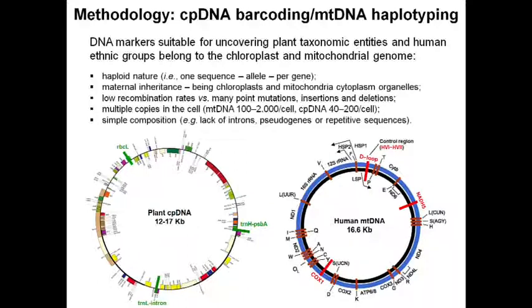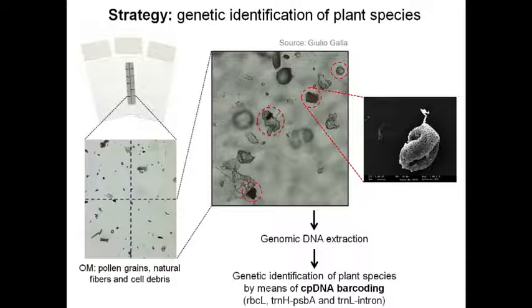For plant chloroplast DNA, we used three very conventional markers: the Rubisco gene, the intergenic spacer tRNA-PSBA, and the intron of the gene encoding for the transfer RNA of leucine. For human mitochondrial DNA analysis, we adopted the control region, the so-called D-loop, containing the hypervariable regions 1 and 2, and also part of the genes encoding for dehydrogenase subunit 5 and cytochrome oxidase subunit 1. So the strategy was very simple.